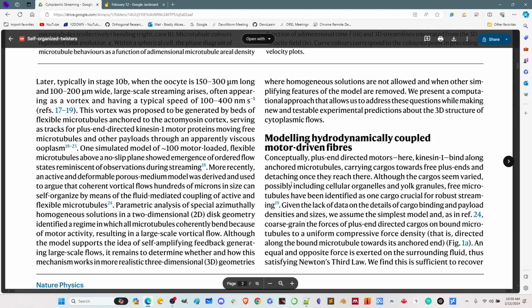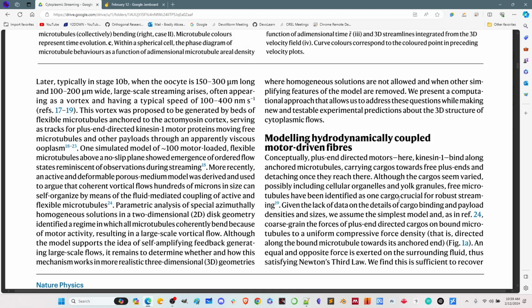Although the cargoes seem varied, possibly including cellular organelles and yolk granules, free microtubules have been identified as one cargo crucial for robust streaming. So this kinesin 1 is a motor protein, and it moves along these microtubules. And of course, we need to be able to carry cargo, and to facilitate the streaming, we have to have the right molecules in place doing the driving. Given the lack of data on the details of cargo binding and payload densities and sizes, we know the mechanisms, or they're proposing the mechanisms, and we can use that in the modeling, but we don't necessarily know a lot about how different payloads operate, how efficient this mechanism is, and so forth.